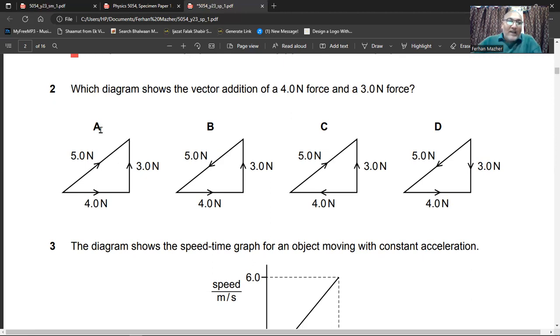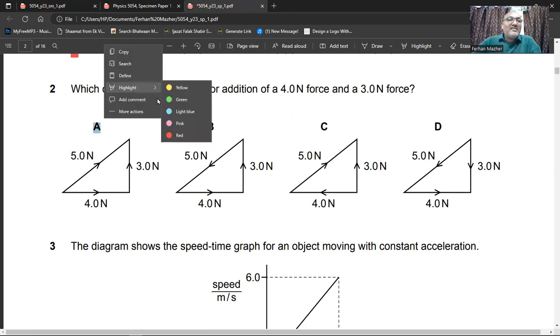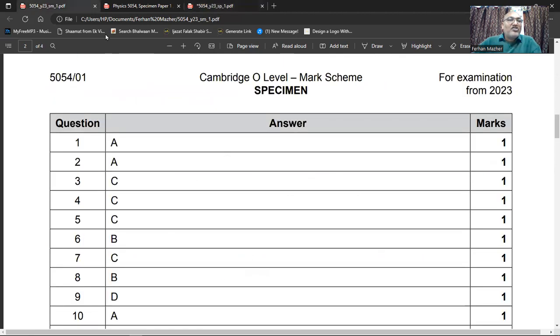Okay, so now come to A. He has put here the vector 4 newton, and on the head of this vector, he has put the tail of the second vector, which is 3 newton. And then he has joined the tail of the first vector with the head of the last vector. So that is your addition, perfect addition by the triangular law. So A, I think A is the right choice. So question number 2, A is the right choice, sir.